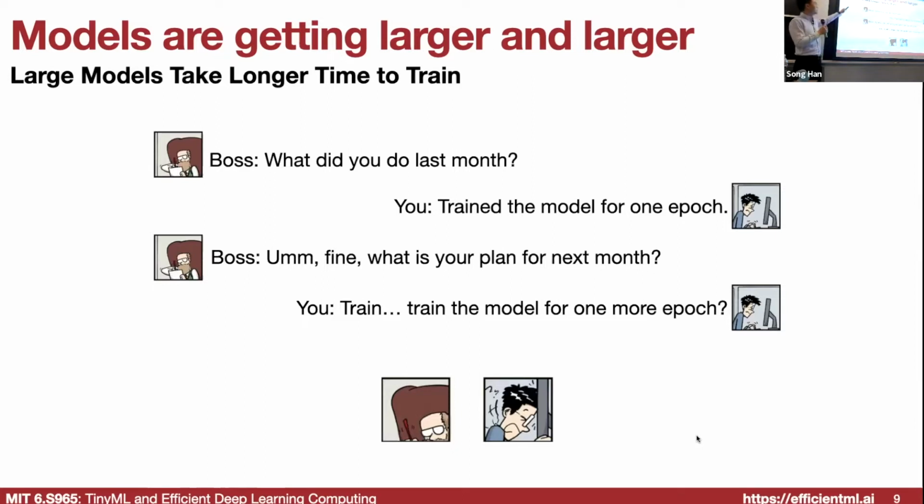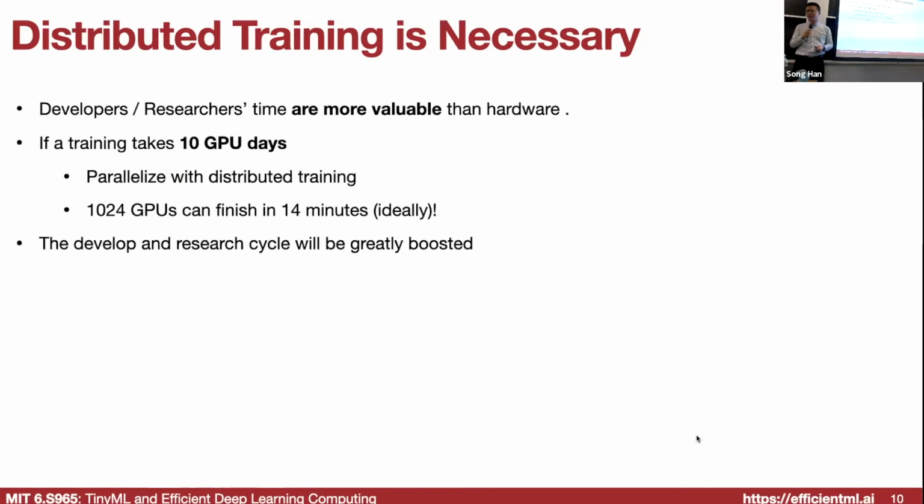So deep neural nets are notoriously difficult to train. This is quite interesting. The boss asks you, what did you do last month? And he says, trained the model for 1 epoch. Oh, okay, fine. What's your plan for the next month? Okay, we're going to train the model for 1 more epoch. So productivity is limited, right? So we definitely want to improve that.